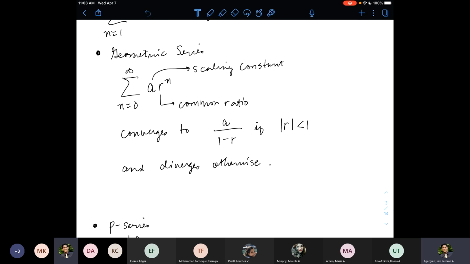We started with geometric series, and we said that if you have a series whose terms in the summation are of the form a constant multiplier, times a ratio r raised to the power n, it will converge if and only if the magnitude of the base is less than 1. And not only that, we also know the sum of the series: it would be a over 1 minus r. But again, this only works if the magnitude of r is less than 1. Otherwise, it would be divergent.